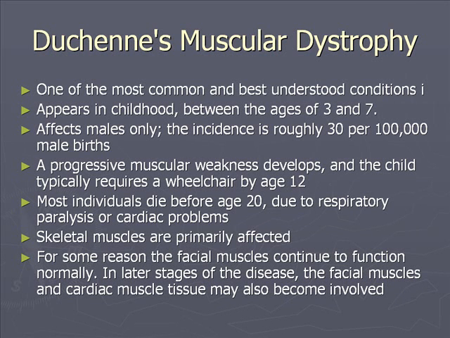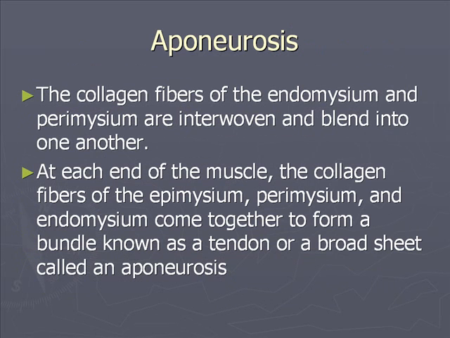Facial muscles tend to continue to function normally until the latter stages of the disease, which tells you that muscular dystrophy affects the large muscle groups, the large voluntary striated muscle groups, much more prominently first, early in the disease, and then later develops into these other organ systems. Now, we'll move back into muscle structure itself.